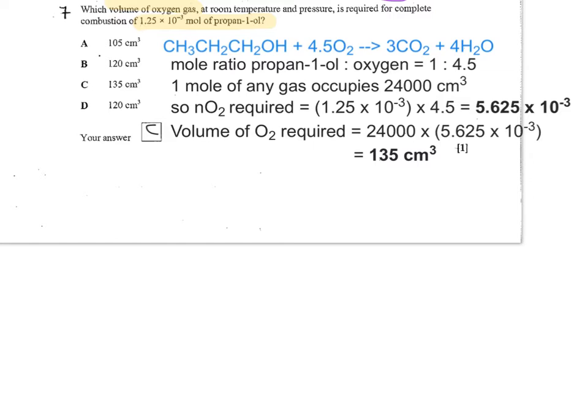So we know that there's 1.25 times 10 to the minus 3 moles of propan-1-ol present. To get the oxygen that would react with this, you multiply it by 4.5, giving you 5.625 times 10 to the minus 3. So the volume of O2 required is 24,000 times that amount, which gives you 135 centimetres cubed, which is your answer, C.